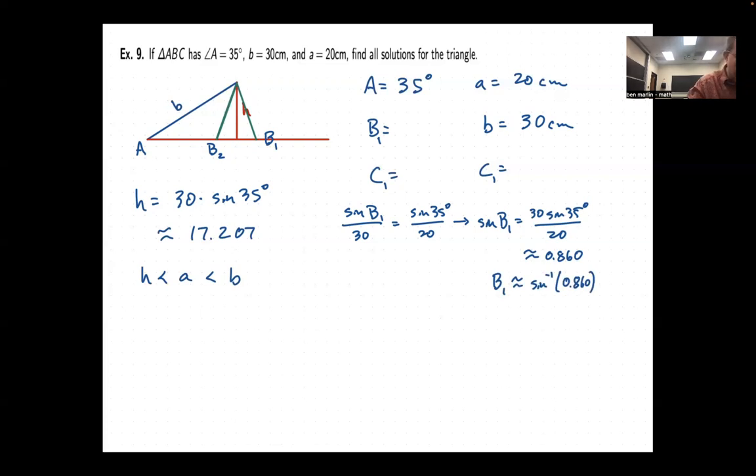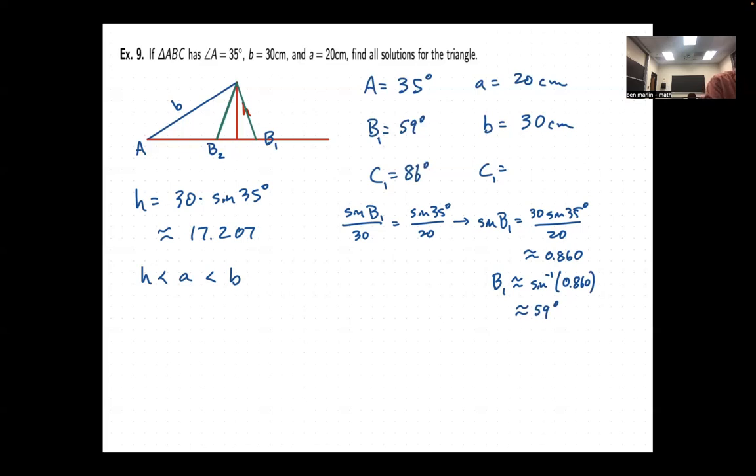And so I'm going to just hit on my calculator's inverse sine. And so I've gotten out of that 59 degrees, right? I'm not going to ask you to be more exact than a degree. So I'll write down the 59 degrees here. And that allows us to figure out the other angle. So 180 minus 35 minus 59. So this will end up being 86 degrees.